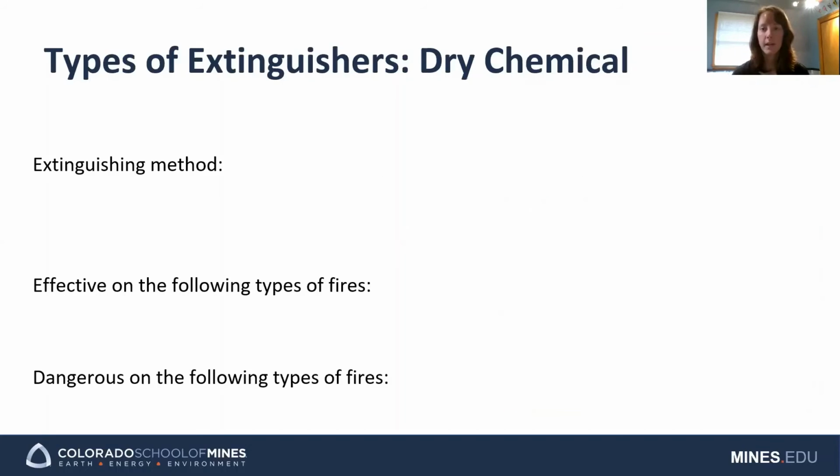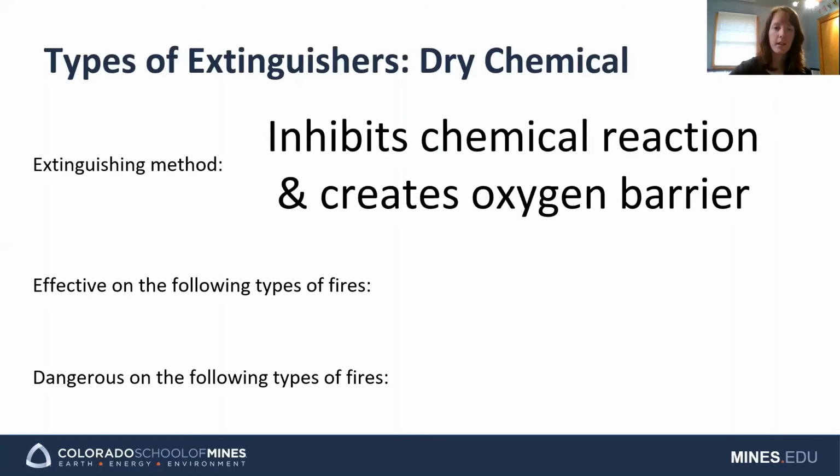Next, we're going to talk about dry chemical fire extinguishers. I'm just going to cover it briefly because there's a lot of different types and the chemistry can actually get pretty complex. But the way a dry chemical extinguisher works is it inhibits the chemical reaction and creates an oxygen barrier. So it's kind of like a 1-2 punch.